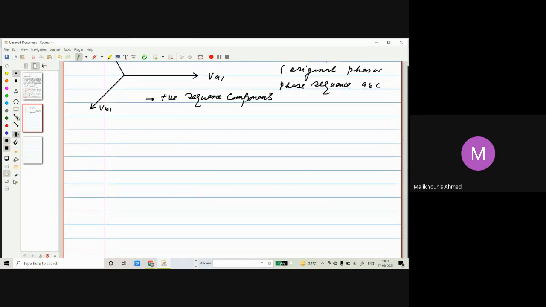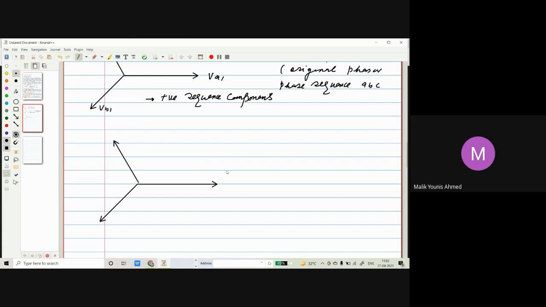Now next is for the negative sequence, how we can draw it. So negative sequence, we can draw it like this. I can make it better like this. Okay, fine. Okay, so this is a negative sequence now. Now, what will be the phase sequence? Phase sequence will be opposite to that of the original.